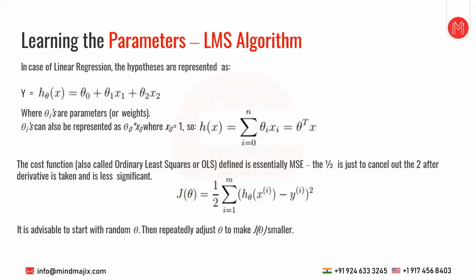So h theta of x and hypothesis and y are similar things. Based upon that, we get the idea of theta 0 plus theta 1 into x1 plus theta 2 into x2, where the thetas represent the parameters, or the weights, for the number of samples. Thetas can also be represented as theta 0 into x0, where x0 is the initial input. Always we have to consider the initial input equal to 1.